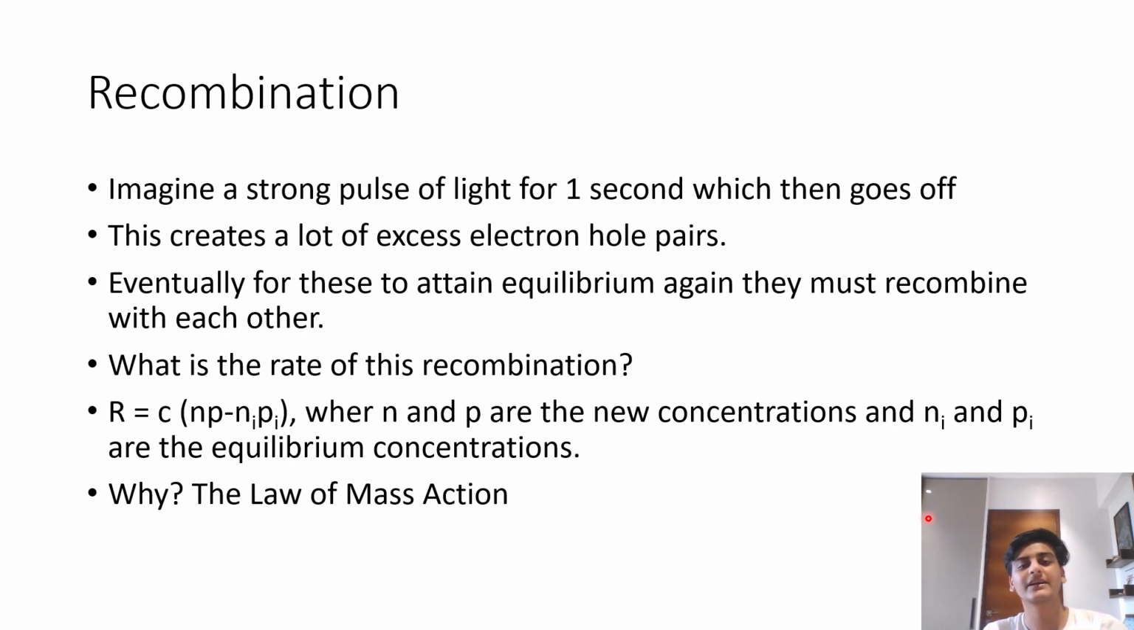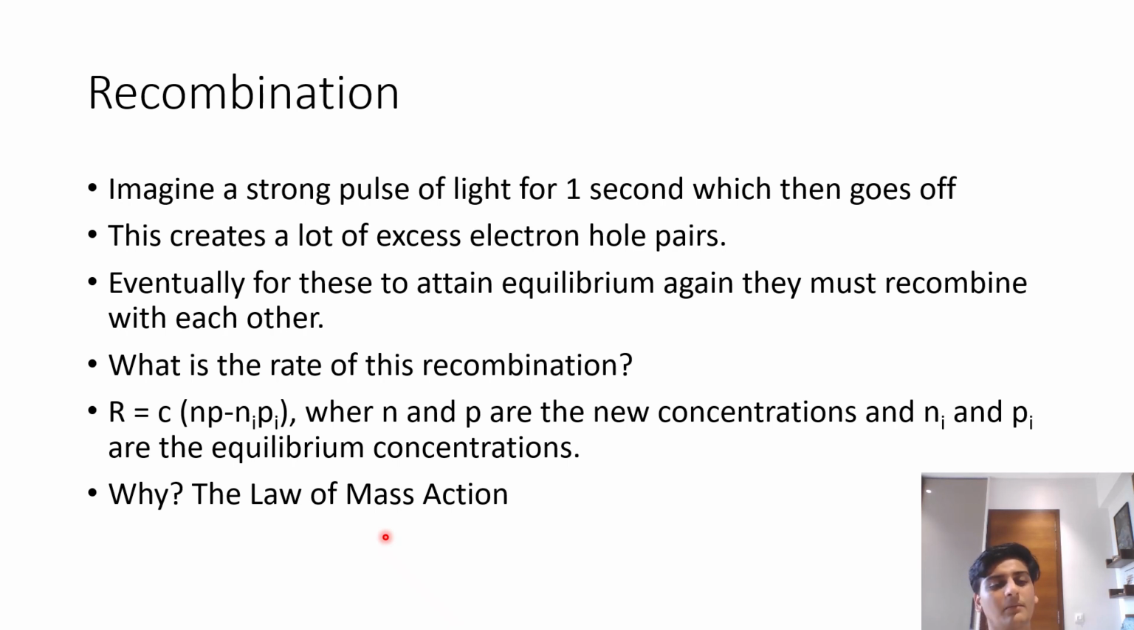Now, what we are interested in is what is the rate of this recombination. Now, what we are going to claim is that the rate of this recombination is some constant times the product of electrons and holes minus the product of electrons and holes at equilibrium. Now, the motivation for this comes from something you would have seen in chemistry, which is called the law of mass action, where they basically tell you that the rate of any chemical process is proportional to the concentration of the reactants in that process.